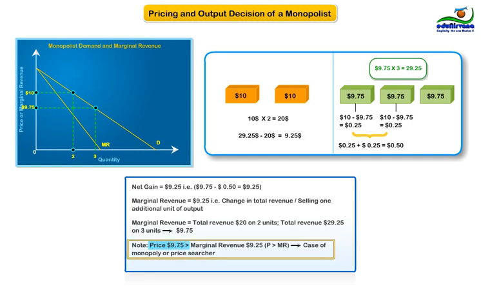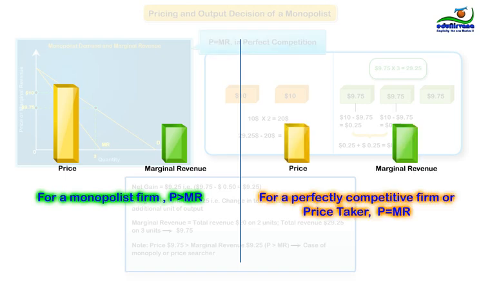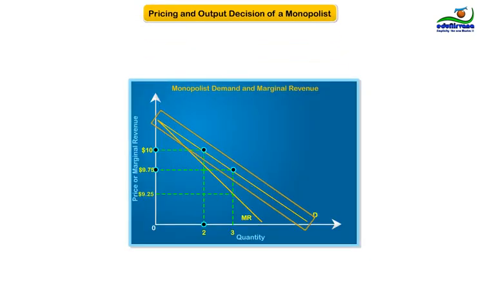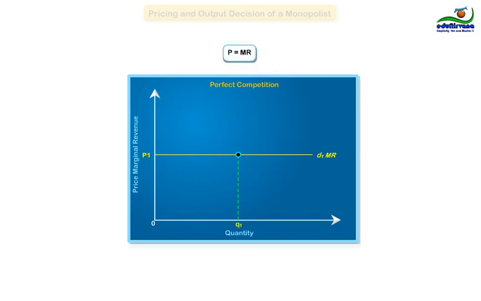Notice that the price of the good, $9.75, is greater than the marginal revenue, $9.25. That is, P is greater than MR. This is the case for a monopoly seller or any price searcher. For a monopolist, P is greater than MR. Recall that for the firm in perfect competition, P is equal to MR. So the monopolist's demand and marginal revenue curves are not the same.